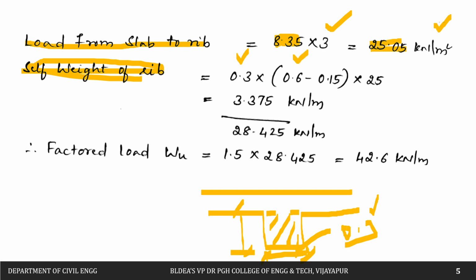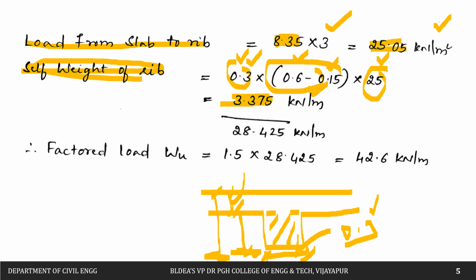So how do you calculate the depth now? The overall depth is 600, from which we have to remove 150. The remaining depth is the depth of the rib, that is 0.6 minus 0.15, multiplied by the density of concrete, 25 kilonewton per meter cube. If you multiply you'll get 3.375 kilonewton per meter. Why? Because this is density in kilonewton per meter cube multiplied by the area, in meter and meter, so the unit remaining will be kilonewton per meter.